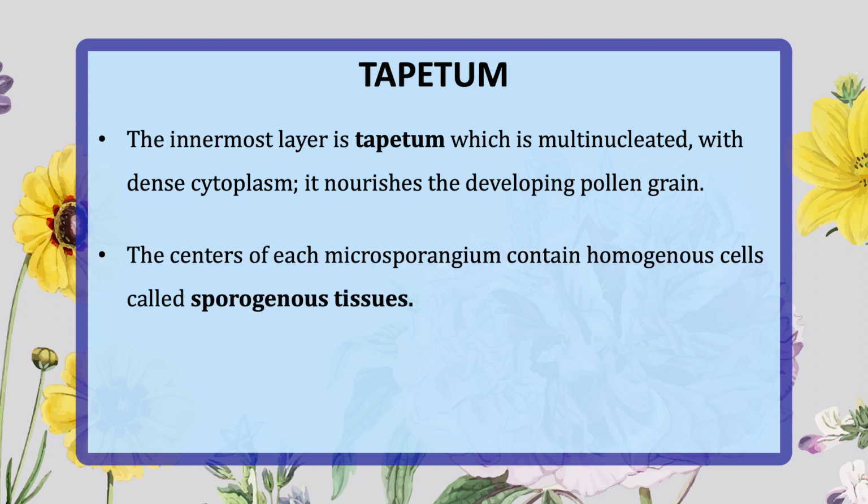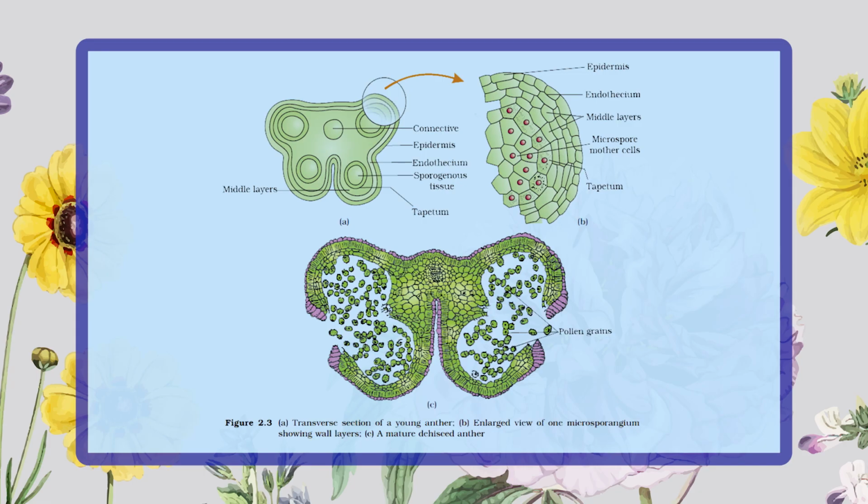The center of each microsporangium contains homogeneous cells called sporogenous tissue and it contains spore mother cells which are diploid in nature. In this diagram, you see diagram A which shows young anther, diagram B which shows all the 4 layers properly and diagram C shows the process of dehiscence.